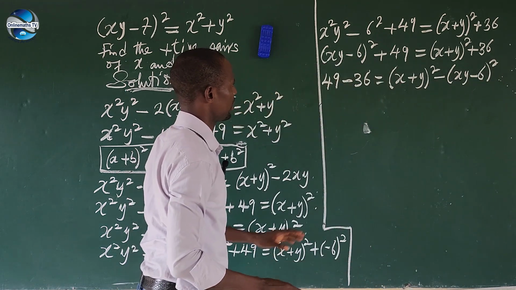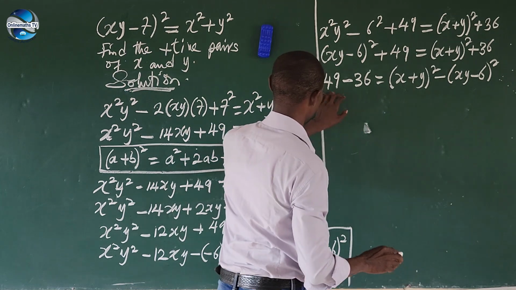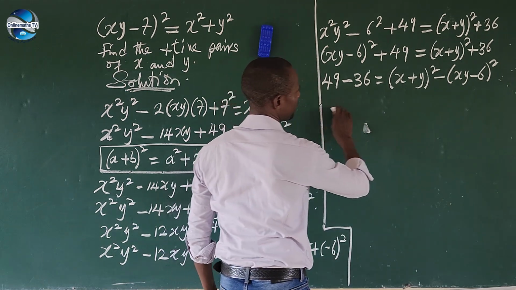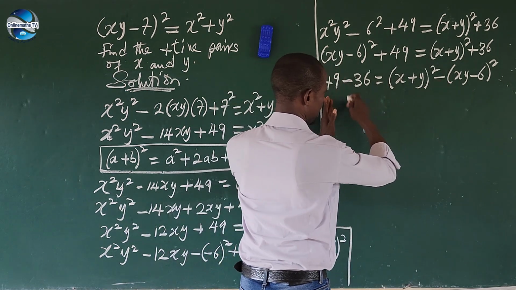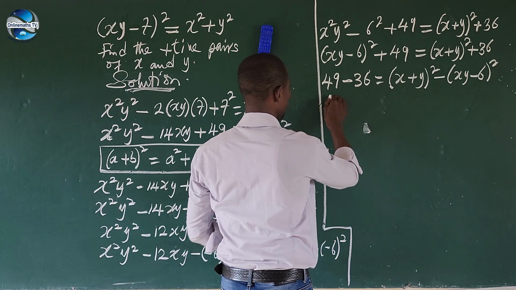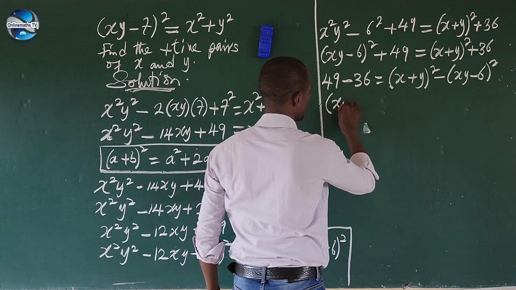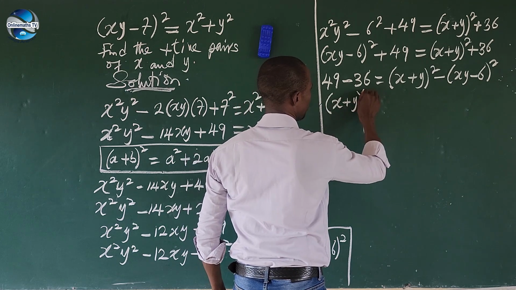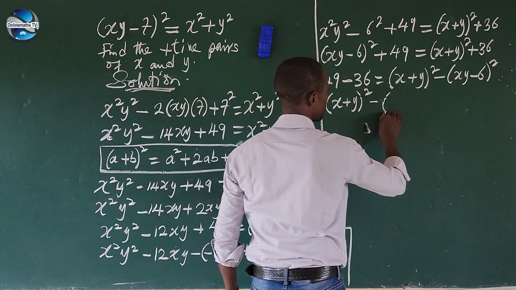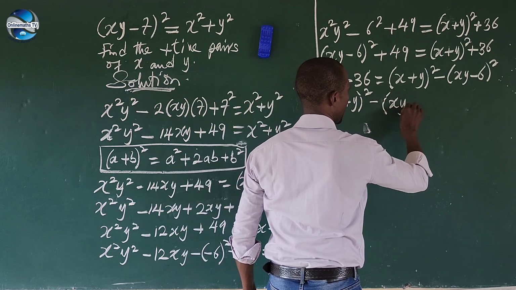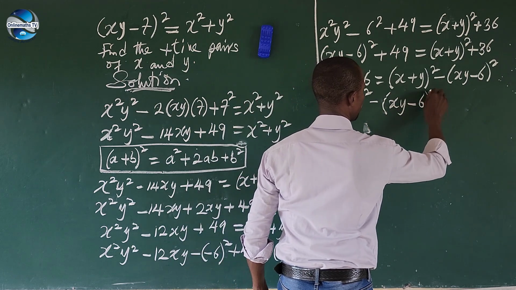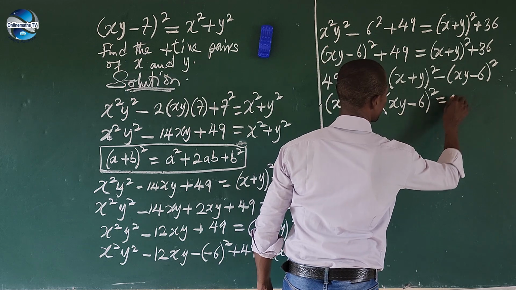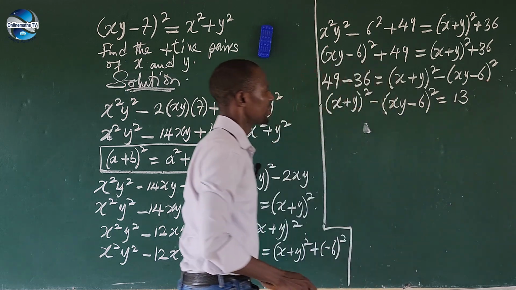This does not change anything. So if we subtract this from this, we end up having, again, I want to move this to this side and rearrange it, so this will give us 13. So we're going to have here (x plus y) r squared minus (xy minus 6) r squared equal to 13.